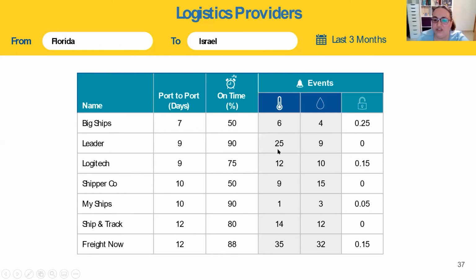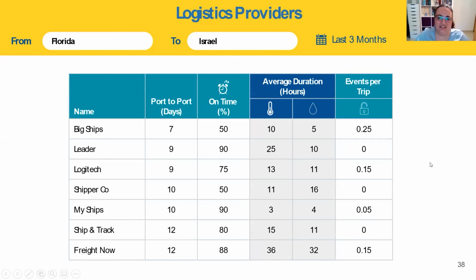But as we talked to the users, we understood that this is actually not very helpful, because an event can be very, very long or very, very short. What they care about is the total duration that their cargo was inside the bounds of the event. And so we calculated this for the users and identified the average duration for temperature events and for humidity events in total for the entire shipment over 7 days.